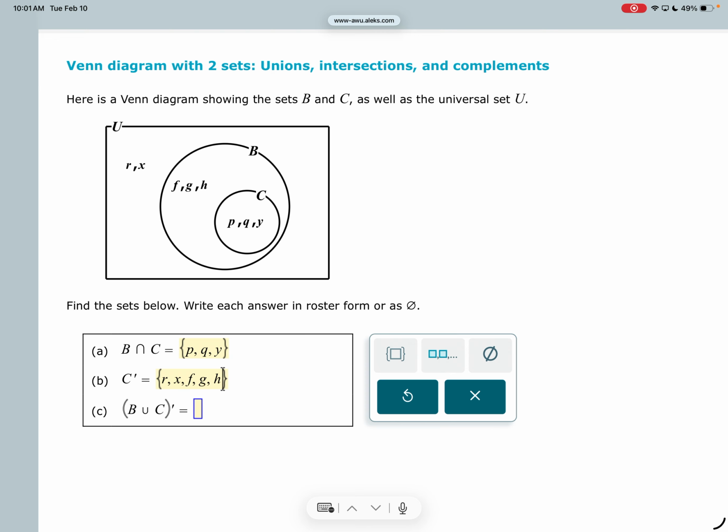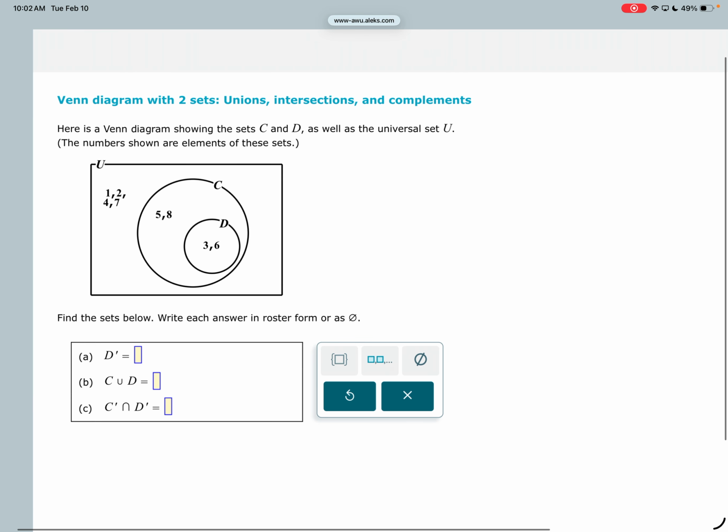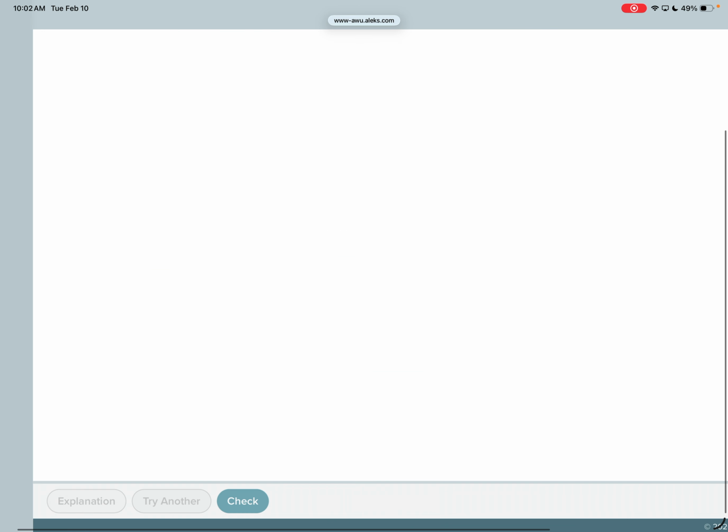Okay. And then B union C, but the not. What is not in B or C? If you need to, you could write out, okay, B or C is F, G, H, P, Q, Y. So it's everything besides those. But you can kind of look at it with the picture of B or C. Think about your shading. B or C, everything is going to be shaded inside of these. So the not is everything outside. It's just going to be R and X. Okay. So this is why you do the shading, to help you do these tougher problems.